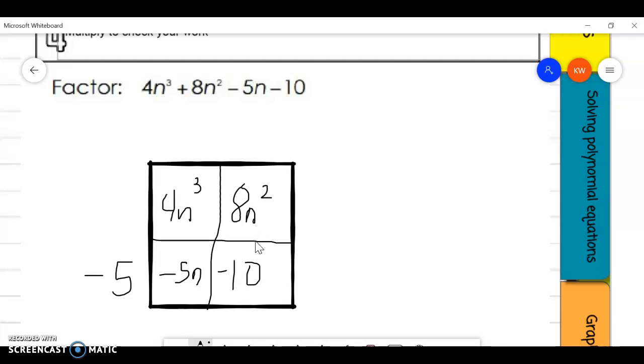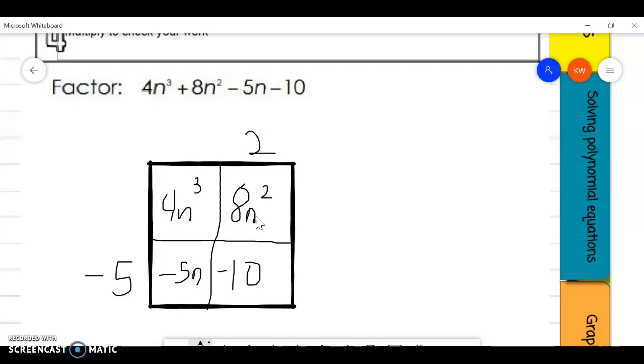Now, let's look at 8n squared and negative 10. Since this 10 does not have an n on it, that means that this number here won't have an n. Now, when I go through and check, I'm looking at what can I divide both of these two by? I can divide both of these by a 2. Now, if I check out this math, 2 times negative 5, that works out. That's cool. Now we need to figure out the GCFs between these 2 rows. Okay? Well, this row and this column.